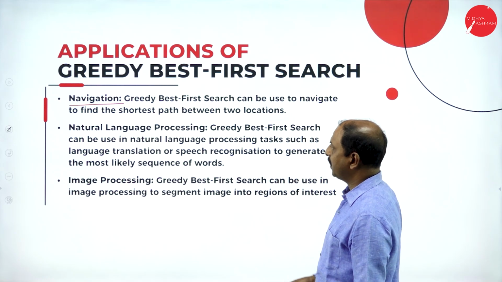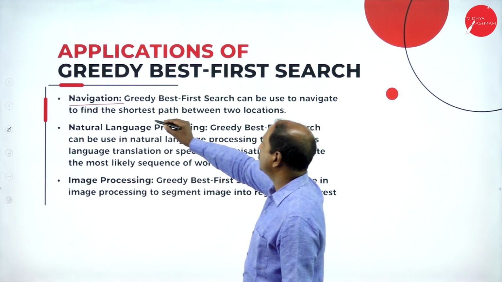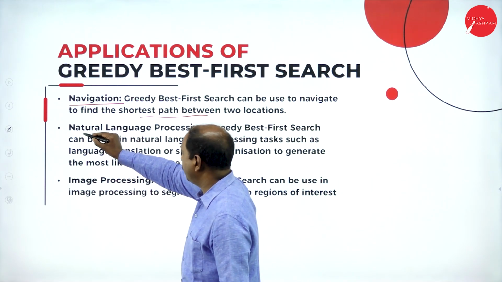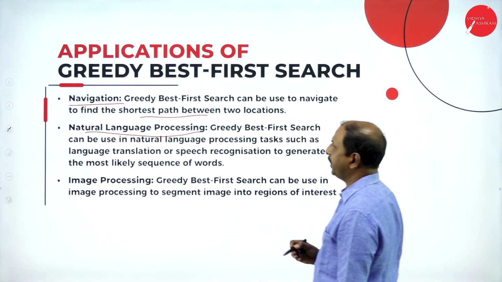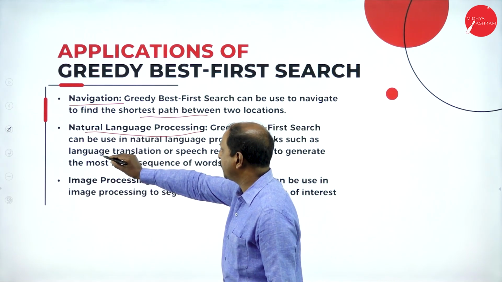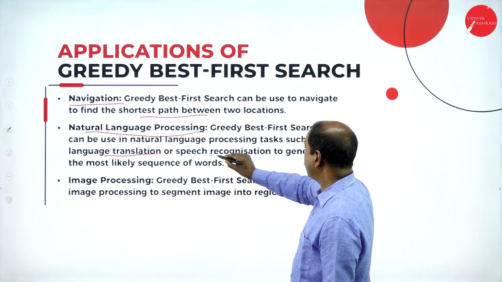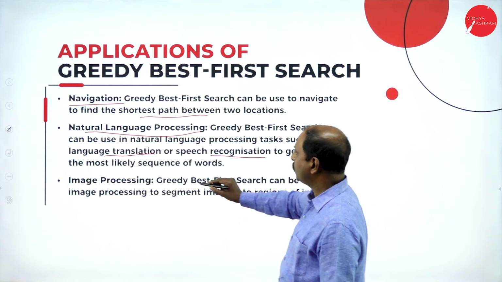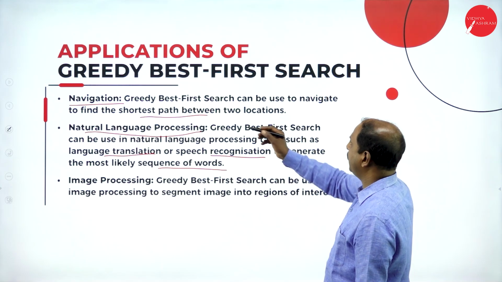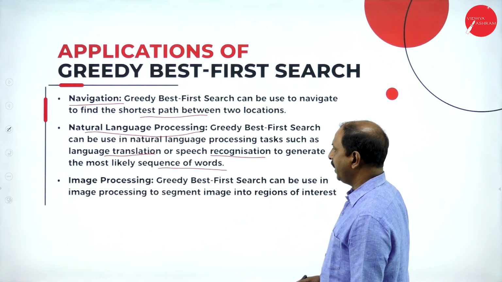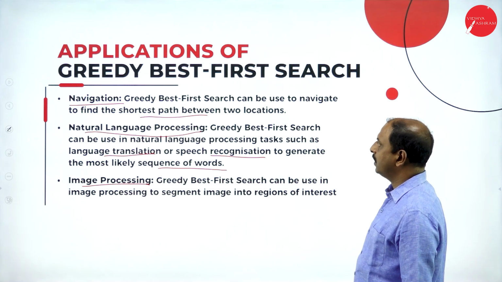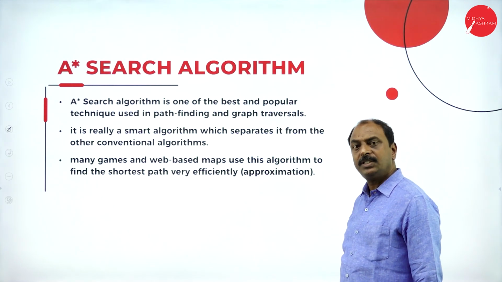One is navigation. It is used to find the shortest path between two locations. And NLP, natural language processing, can be used in NLP tasks such as language translation or speech recognition to generate the most likely sequence of words. Next, image processing. These are all the few applications of the greedy best first search algorithm.